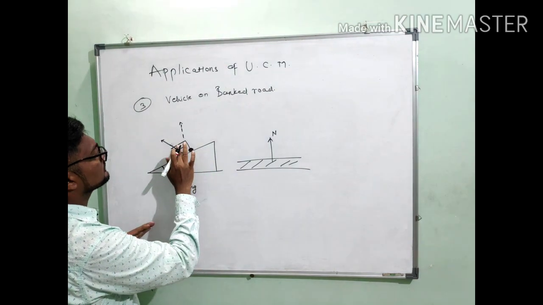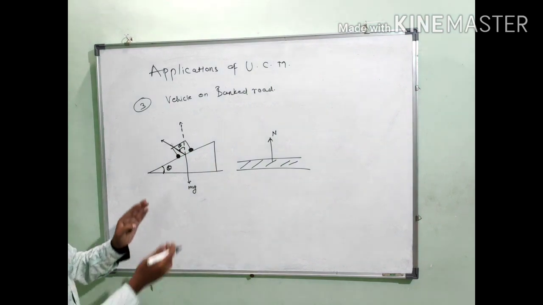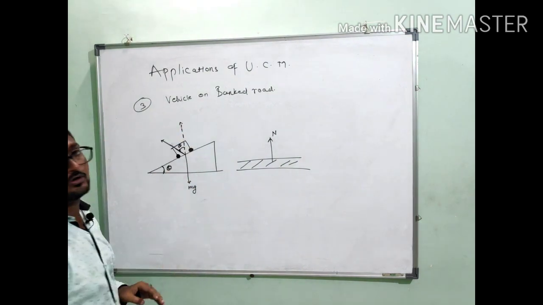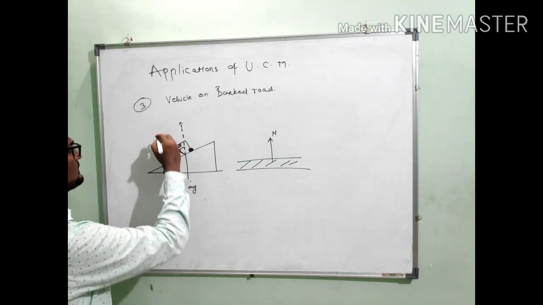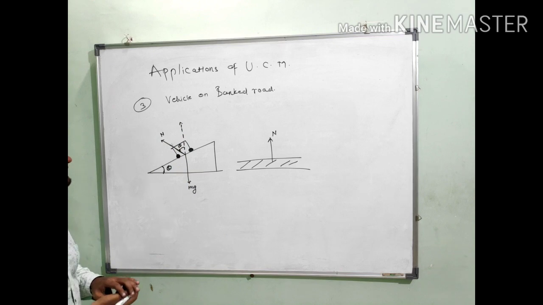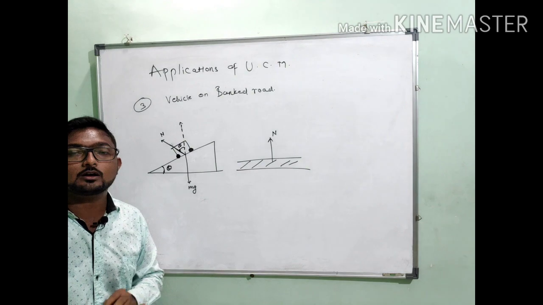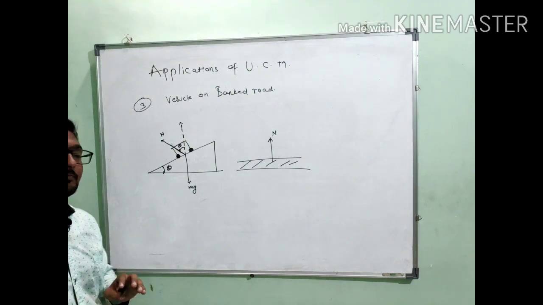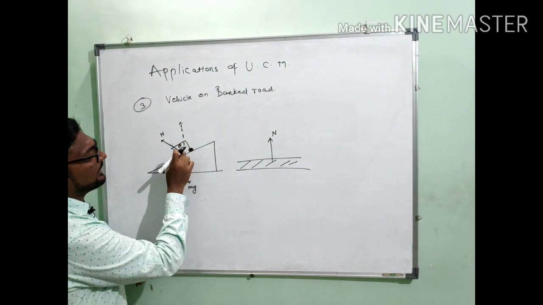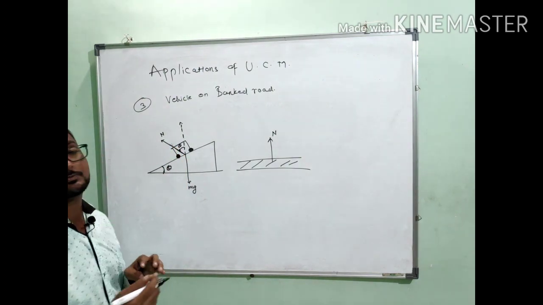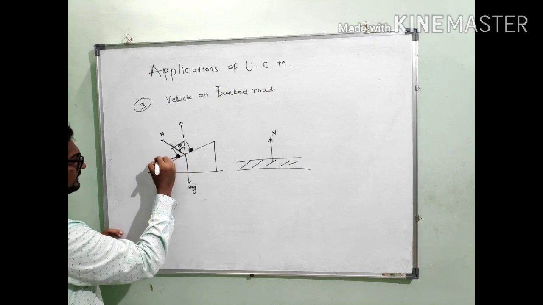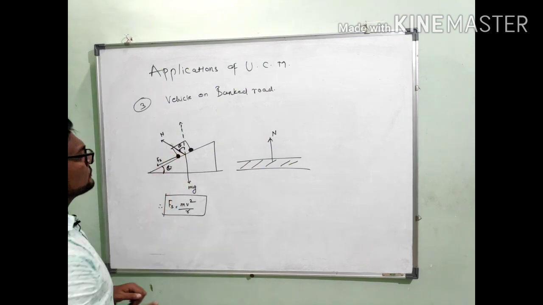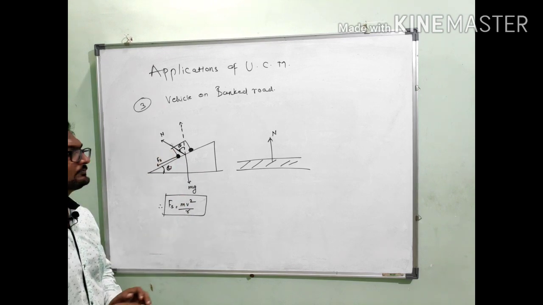It makes an angle theta with the vertical axis. So let us consider how many forces are acting over here. We have normal and mg. Now who is providing the centripetal force? It is the frictional force between the road and the tire, which is providing the centripetal force. So the centripetal force acting over here is Fs. So let us resolve these forces.